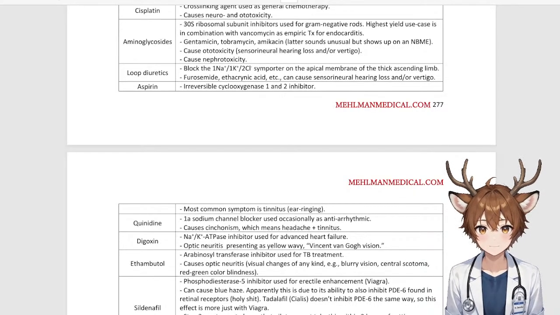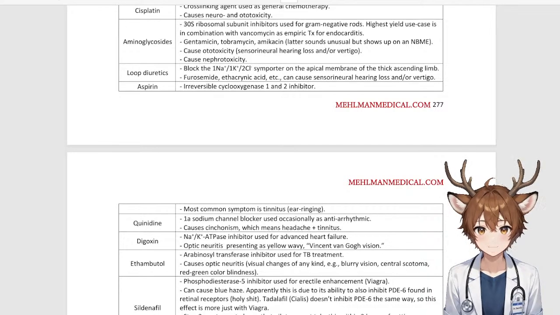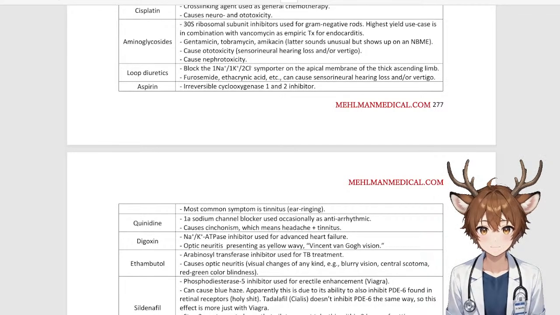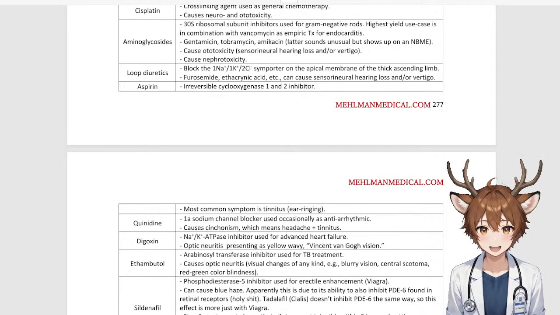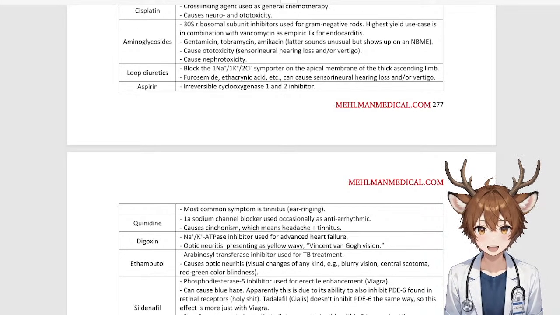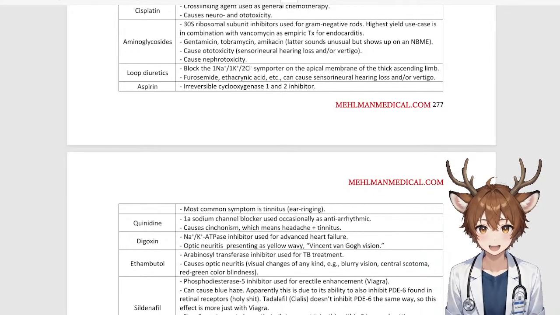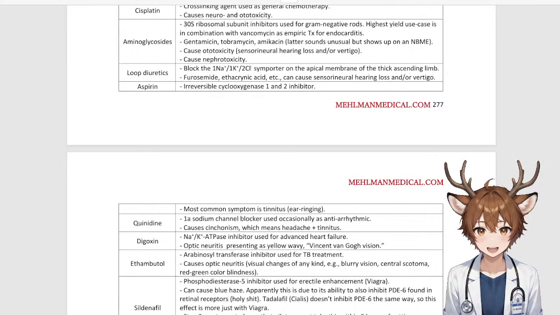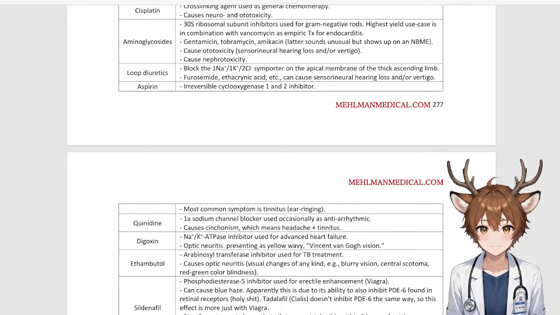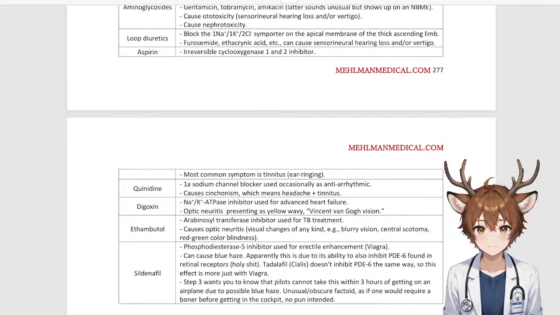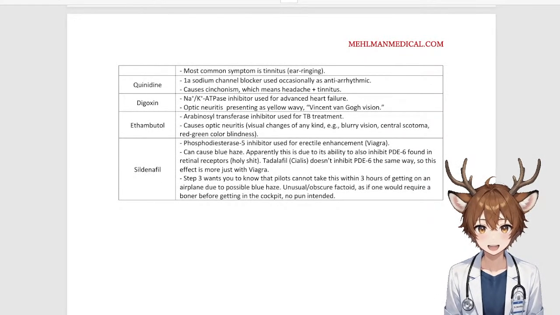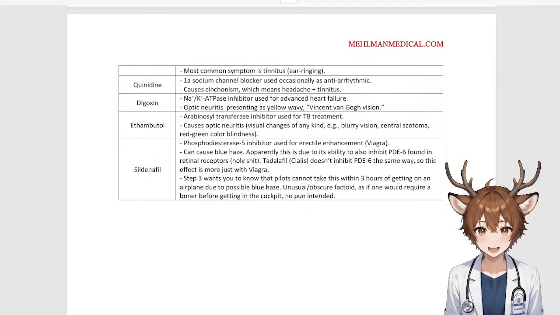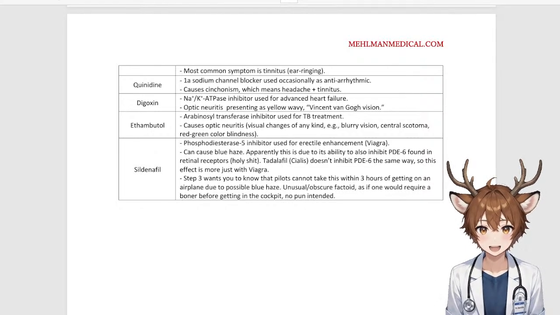Loop diuretics block the 1-sodium, 1-potassium, 2-chloride symporter on the apical membrane of the thick ascending limb of the loop of Henle. Furosemide, ethacrynic acid, etc. can cause sensorineural hearing loss and/or vertigo. Aspirin, an irreversible cyclooxygenase 1 and 2 inhibitor, so COX-1 and COX-2 inhibitor. The most common symptom is tinnitus, ear ringing. Quinidine, a 1A sodium channel blocker used occasionally as an antiarrhythmic, causes cinchonism, which means headache plus tinnitus.